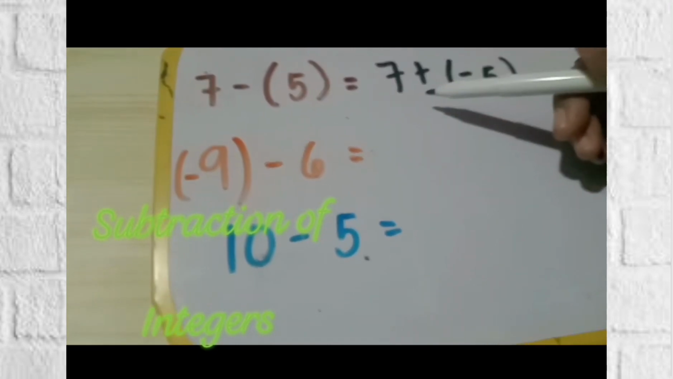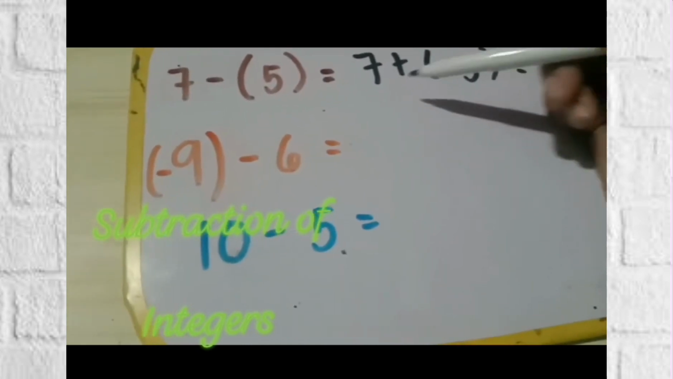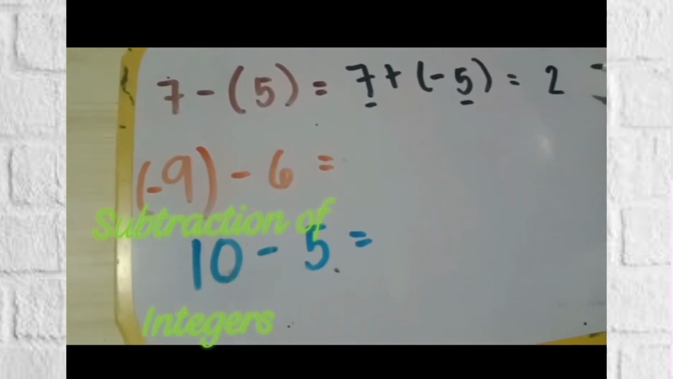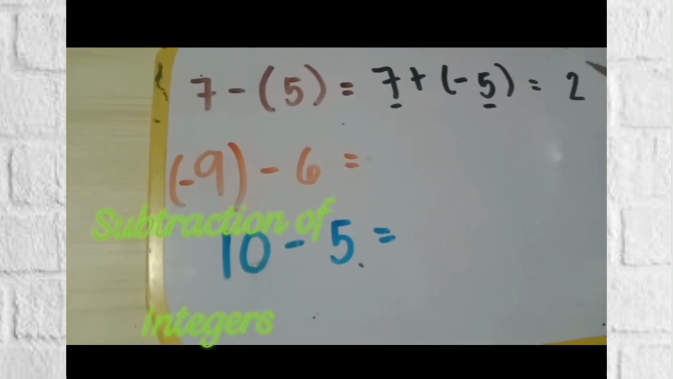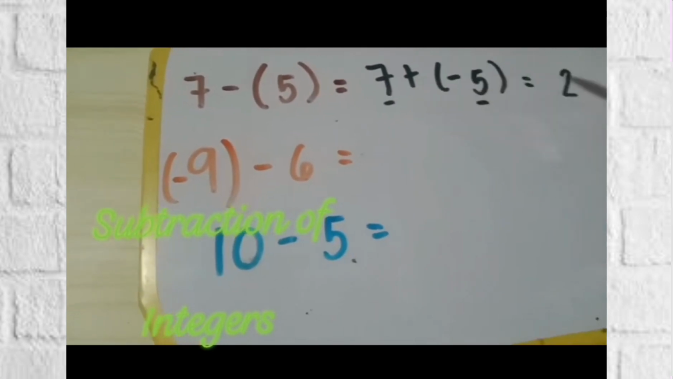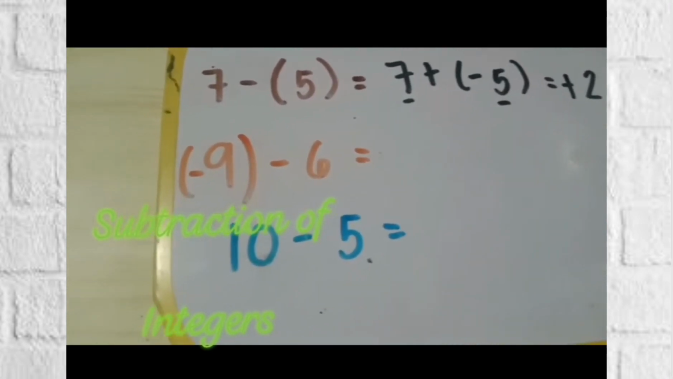Therefore, they have different signs, so you need to subtract the absolute values. So, 7 minus 5 is 2. And get the sign of the bigger number, which is positive 7. So, the answer is positive 2.